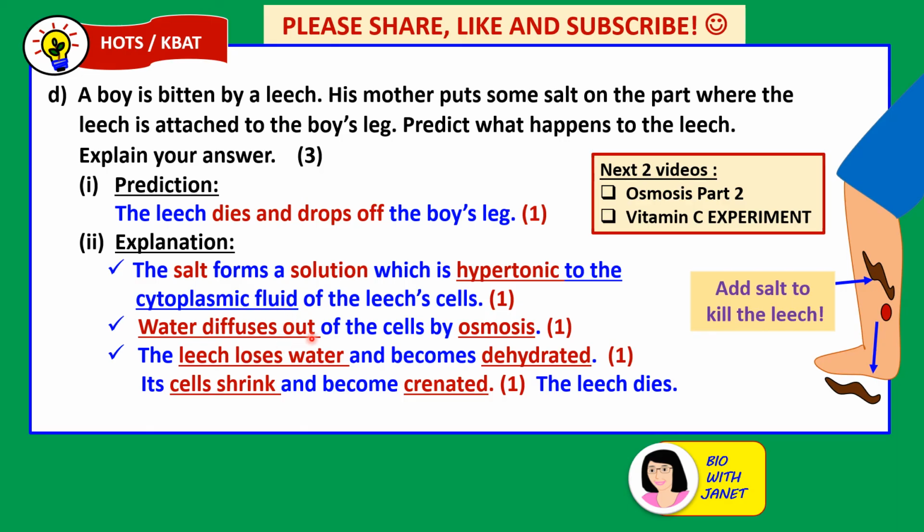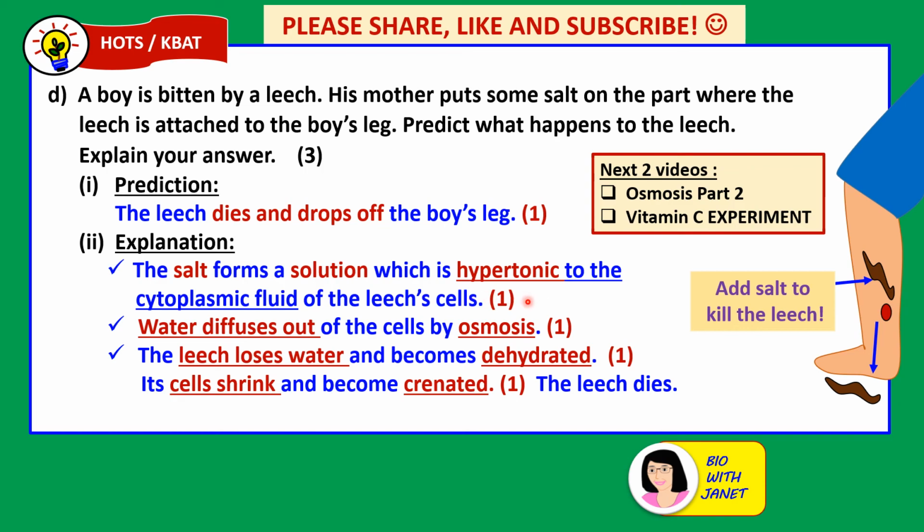Now, water diffuses out of the cells by osmosis from the region of higher water potential in the cell to the region of lower water potential in the salt solution. So it's down the concentration gradient for the water. The water molecules move down the concentration gradient. And then the leech loses water and becomes dehydrated. Its cells will shrink and it becomes crenated. Okay, and then it dies. So this part is 2 marks, so they may pick any two. But I think the first one is very important to mention, that the salt forms a solution that is hypertonic to the cytoplasmic fluid of the leech's cells.